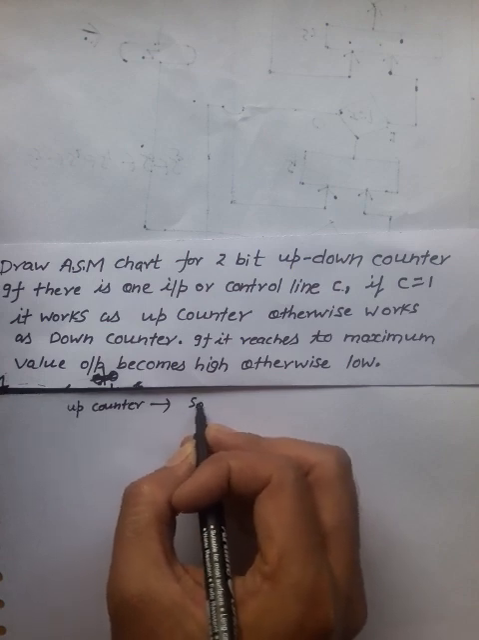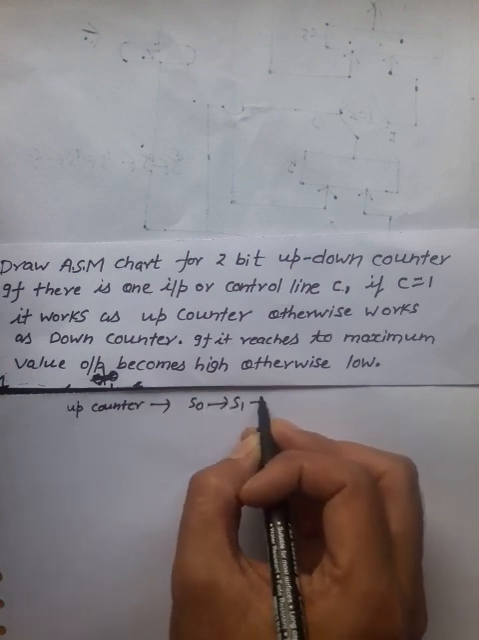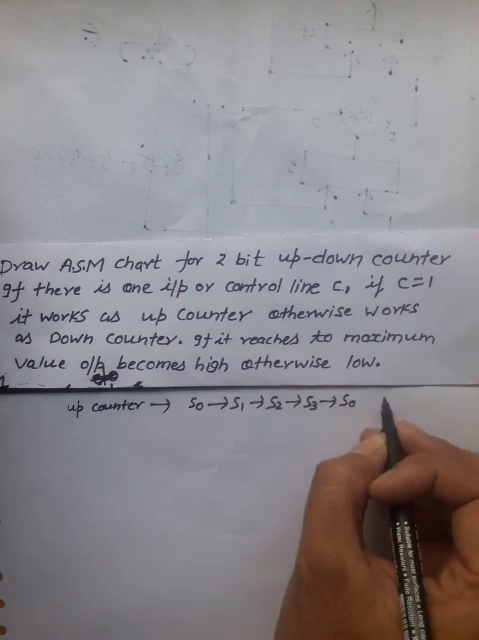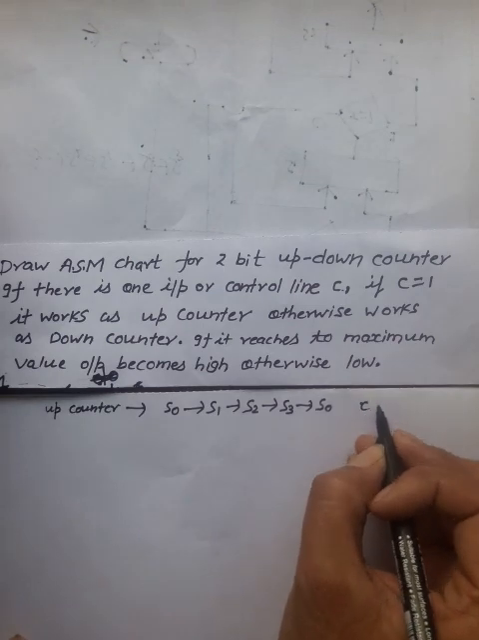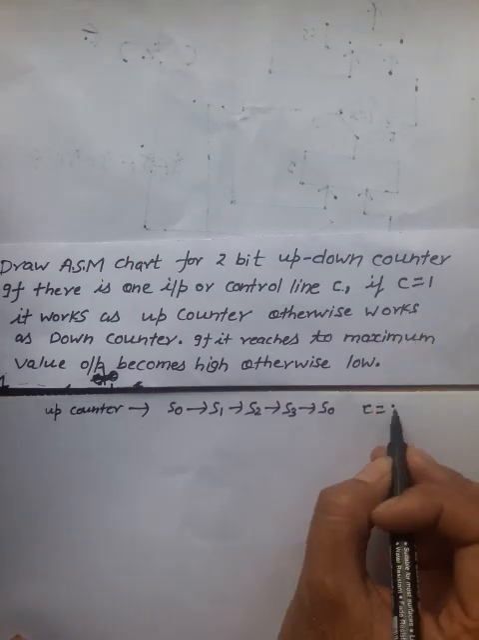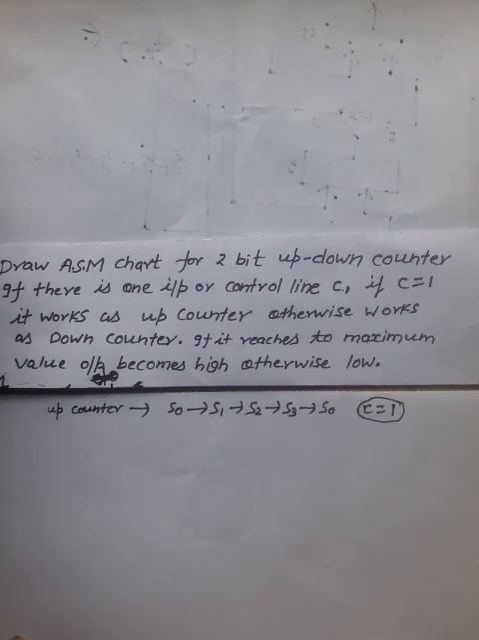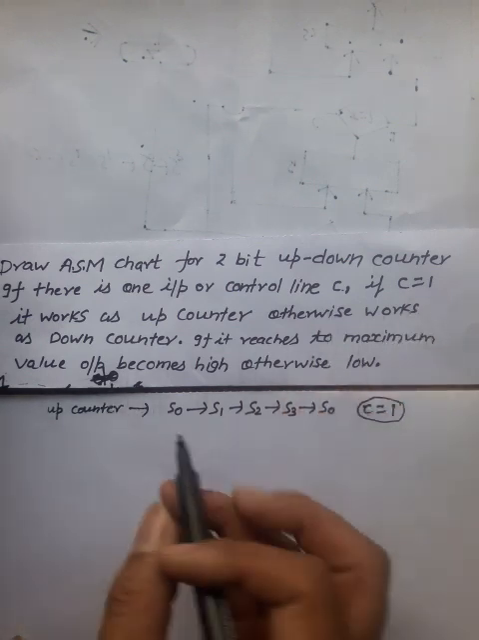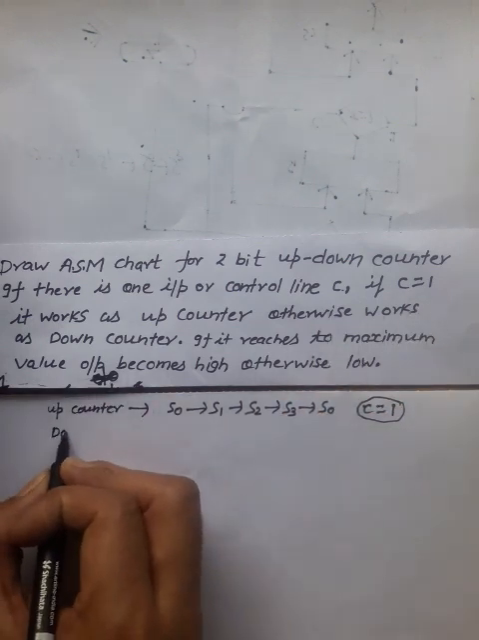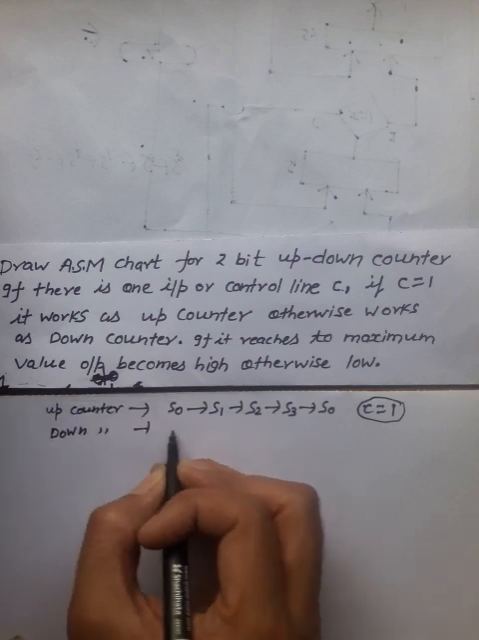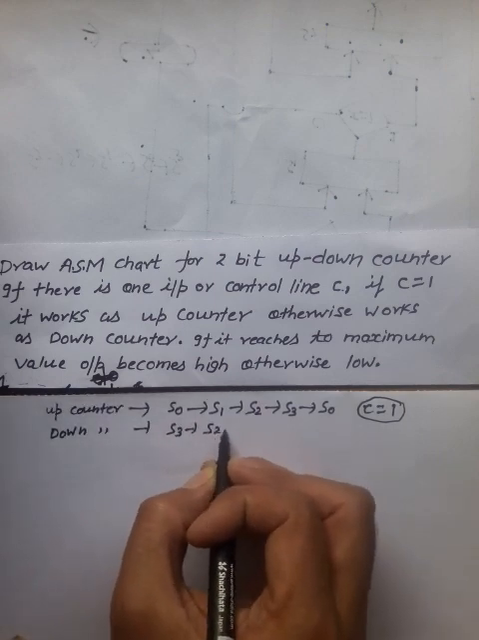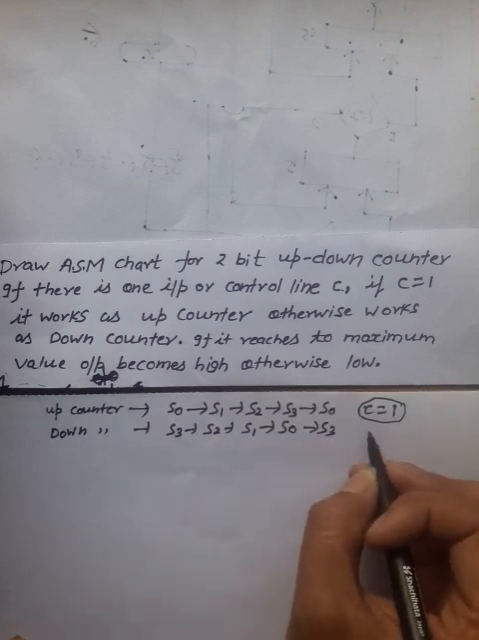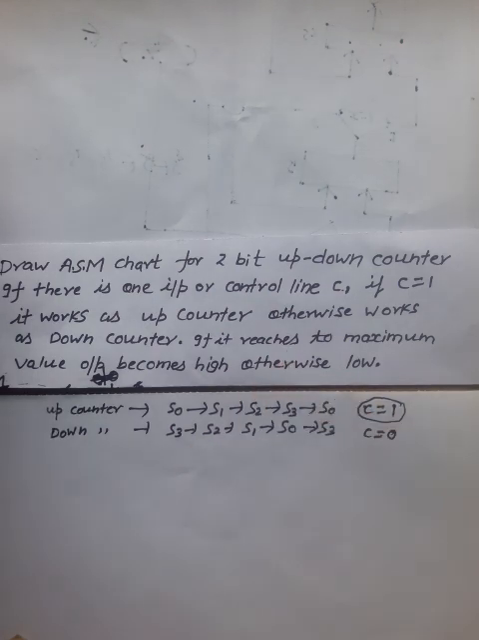suppose state S0, from S0 to S1, S1 to S2, S2 to S3, again S3 to S0, when C equal to 1. Okay, this is the condition, and otherwise it works as a down counter. You are already aware of the down counter. First state will be S3, then S2, then S1, then S0, and again it will go to S3 when C equal to 0 according to this question.